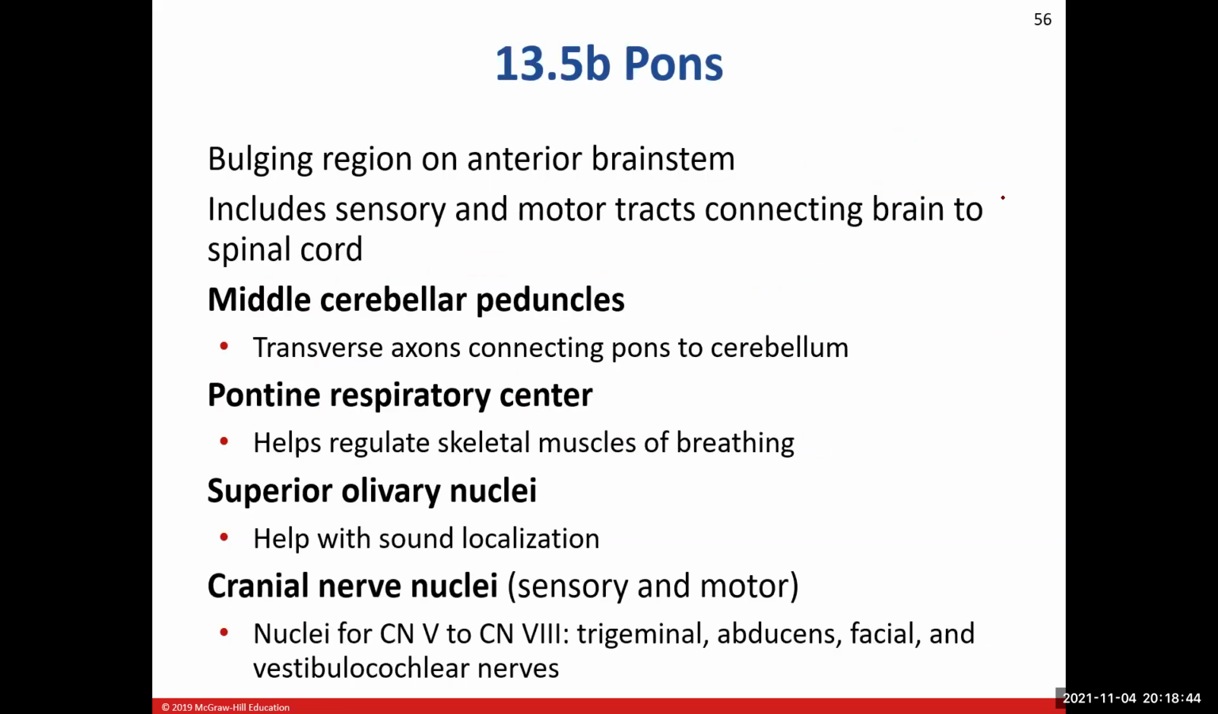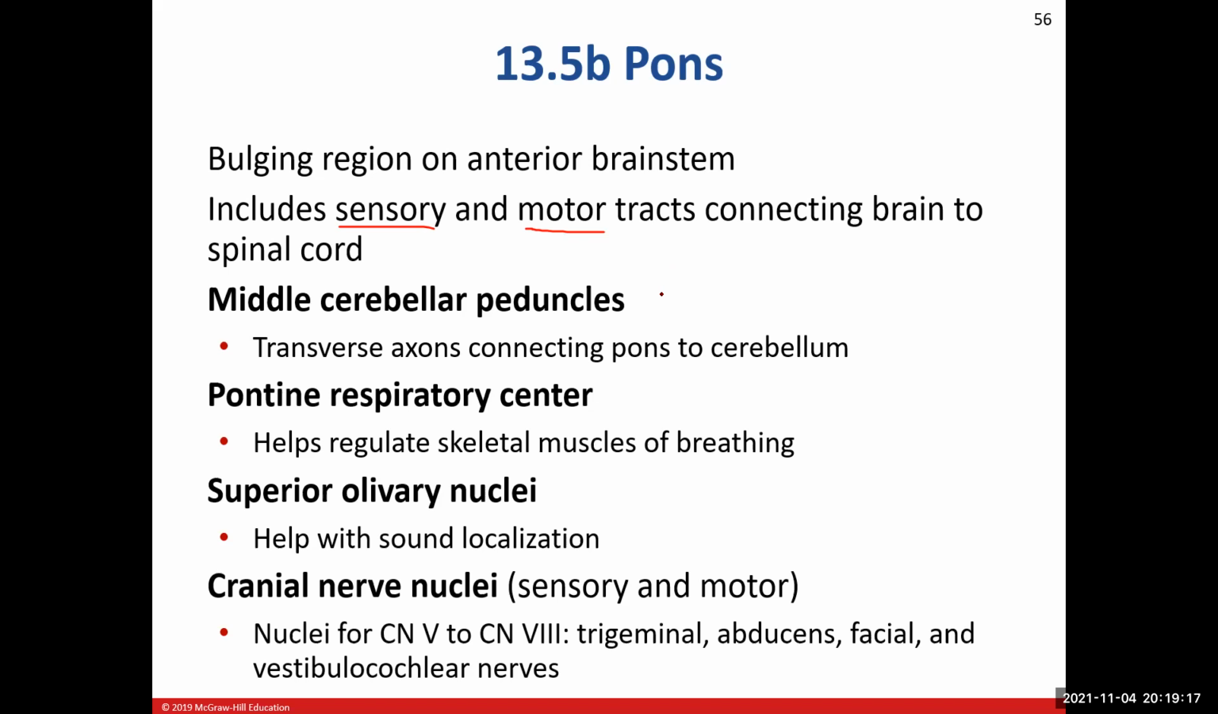All right, the second part of the brainstem is the pons. All right, again, with the pons, part of the brainstem, we're going to see ascending and descending tracts that are going to connect your brain and spinal cord. Then we'll see, all right, that direct line of communication between the pons and the cerebellum, the middle cerebellar peduncles, right? Our pontine respiratory center is located here. That's going to help to regulate the skeletal muscles for that smooth transition in breathing, right?